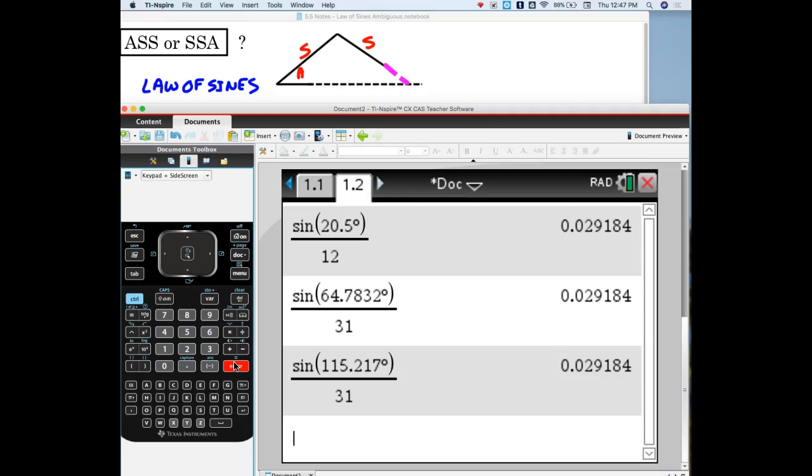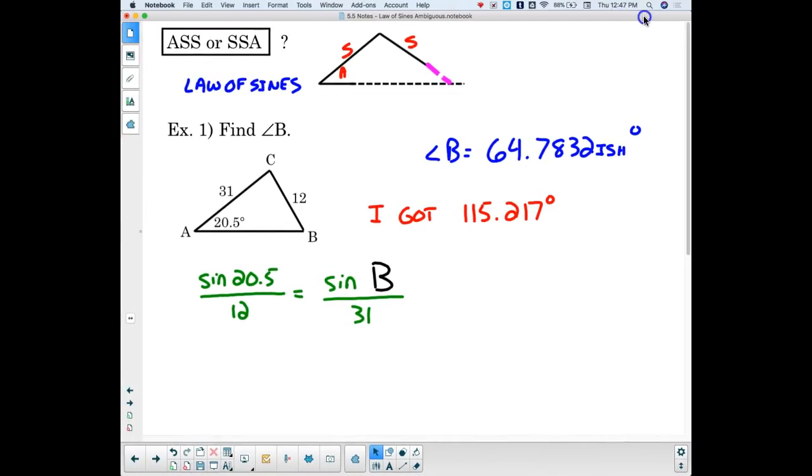It's called the ambiguous case of the law of sines. So, let's investigate this. How did you get that? How did I get what? That 115. Oh, I did some really good math. I took your answer and I subtracted it from 180 degrees. Oh, so you got C. No, I got B.